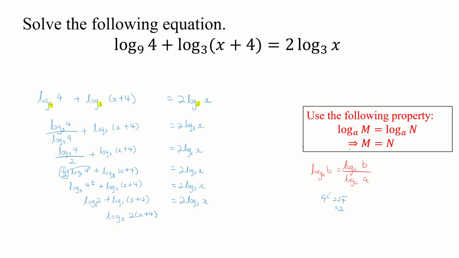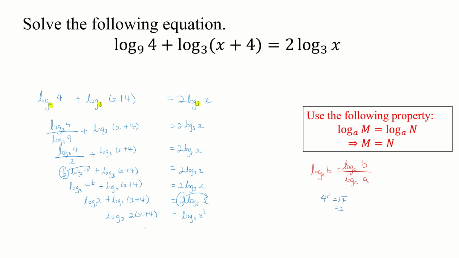So on our left, we are almost ready to apply the property, but on our right we still have this 2 over here which we cannot apply, because we want a very clean log. There's nothing in front of log. So we don't want this 2. So again we're going to use the power law to move it up. So this will be log base 3 of x squared. So now we are ready, we are in position.